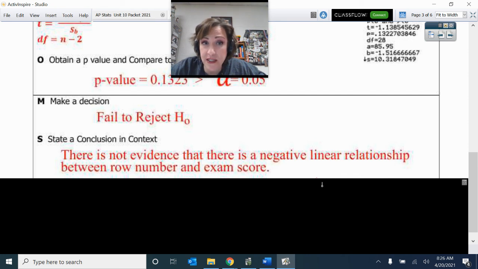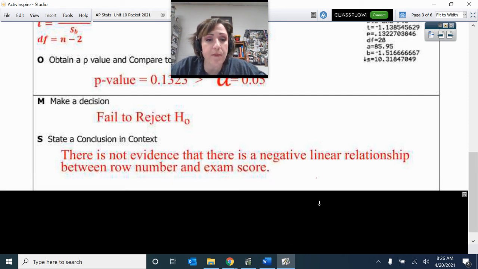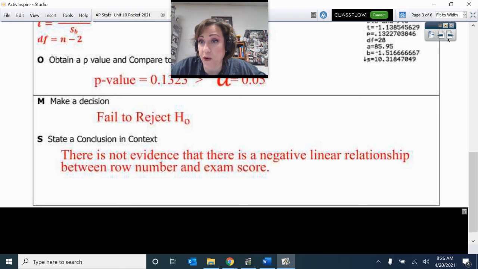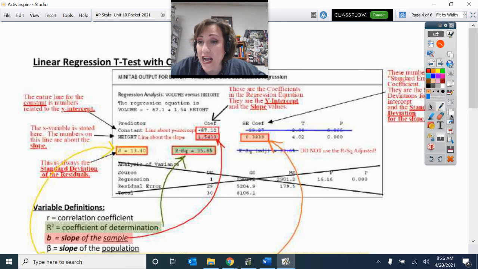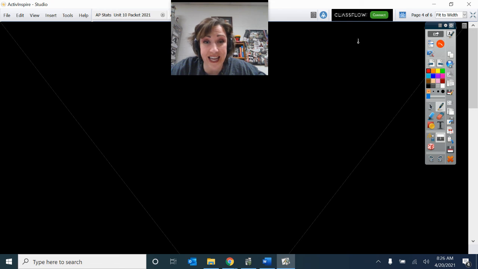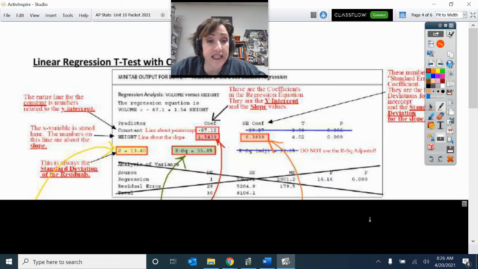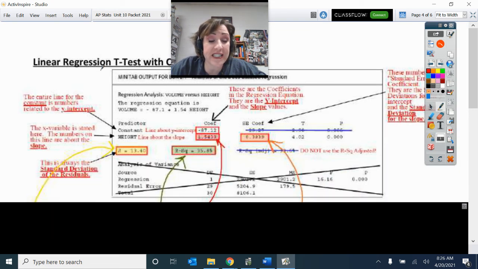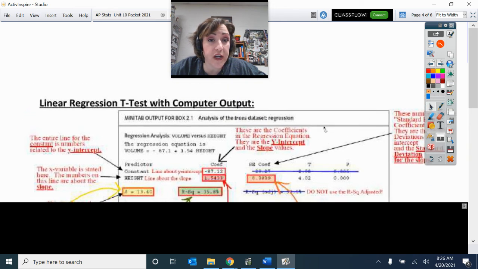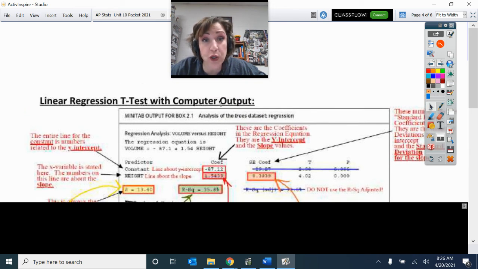Okay, so I'm going to stop this video right here because the next one is going to talk about how to run a hypothesis test if you don't have the individual pieces of data. You just have a computer printout. This is a very common situation. So you need to understand what's going on with all of these things and look at all those arrows. There's crazy stuff happening everywhere. So I'll meet you back in the next video to discuss how to handle a linear regression t-test with a computer output.